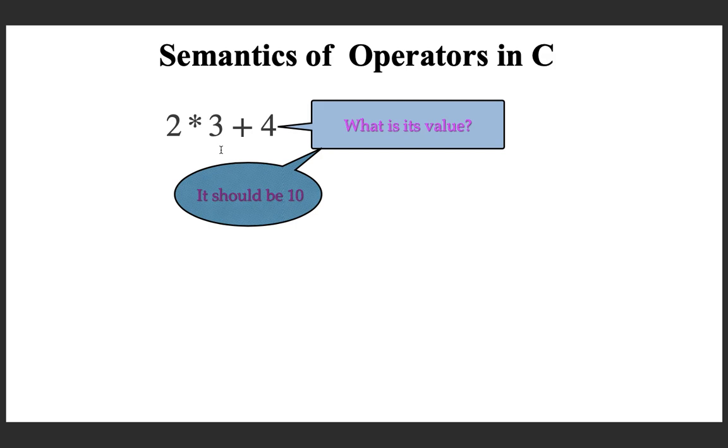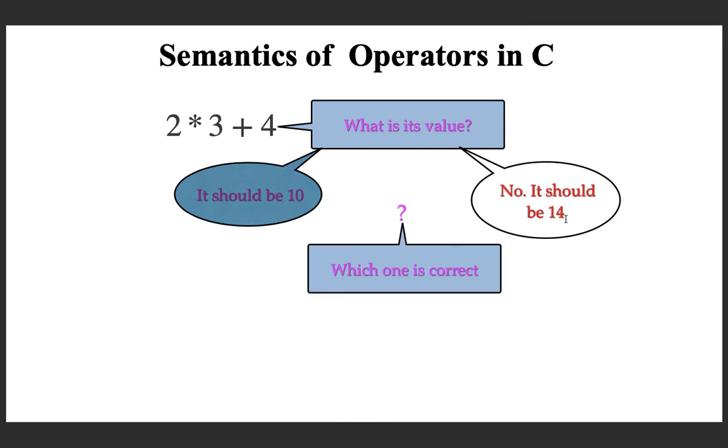So one can say it should be 10. So what is her logic when she says it is 10? She is thinking that 3 will be first multiplied by 2. So 6 is the result. Then 4 will be added to 6. You will get 10. Then another person may say, no, it should be 14. What is he thinking? He thinks that first 4 will be added to 3, giving 7. Then 7 will be multiplied with 2. Then it is 14. So both are possible. Yes or no? Now, which one is correct for the C programming language?